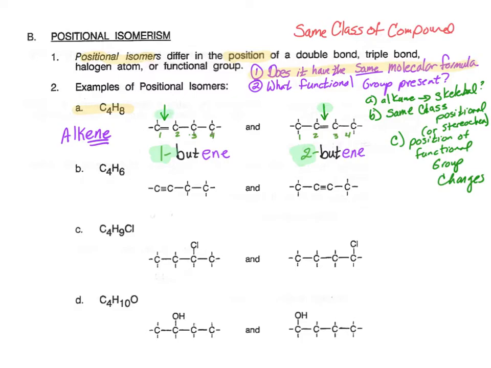Okay, let's look at compound B, which is C4H6. Here we see that we have the same number of carbons and hydrogens, so we definitely know this is a possibility of being an isomer. And we're going to find our functional groups right here and here. And we see that it's a triple bond. What is the class of compound if there's a triple bond present?